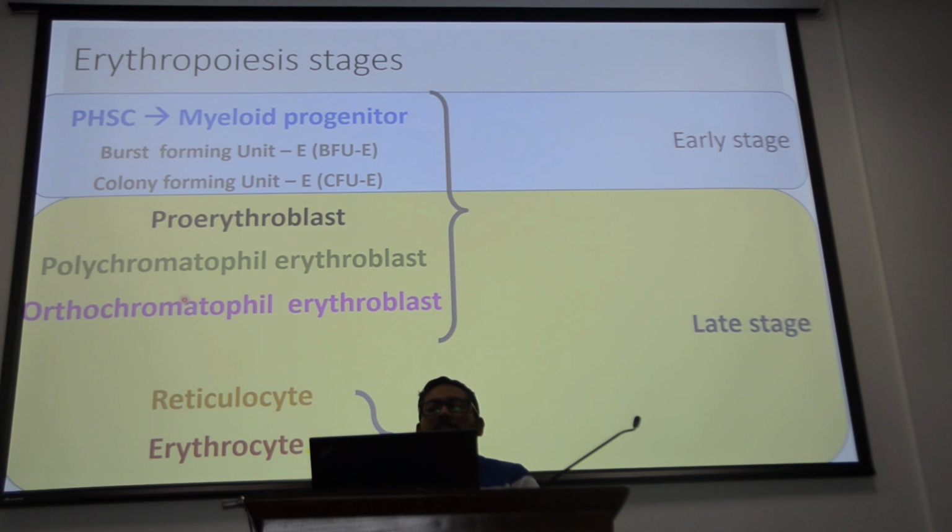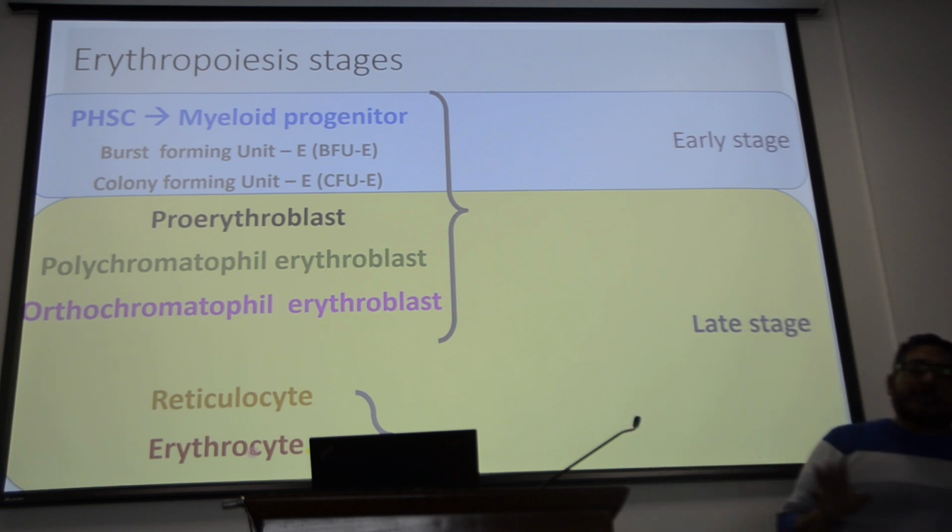The early stage is primarily focused on giving rise to committed cells that cannot change or cannot be pushed into any other lineage. It starts with the pluripotent hematopoietic stem cell giving rise to the myeloid progenitors, from where they give rise to burst forming unit, colony forming unit. After that, they move into the late stage where they give rise to proerythroblast, polychromatophil erythroblast, orthochromatophil erythroblast, reticulocyte, and the erythrocyte.